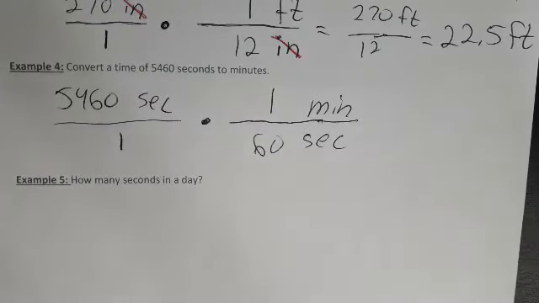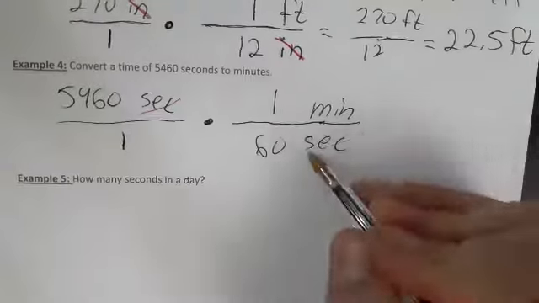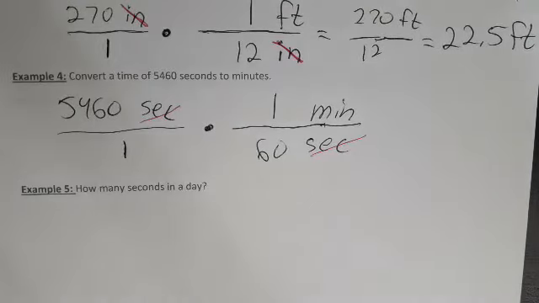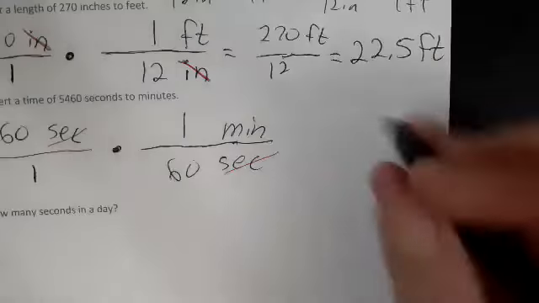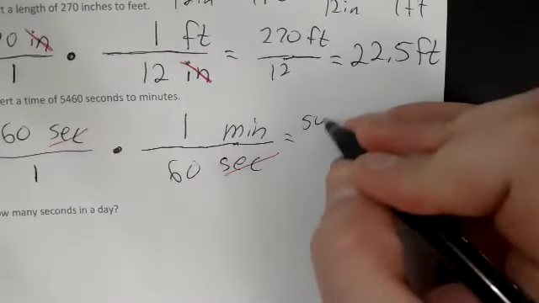Now, if I'm looking along, I want to make sure my units are working out. I want to make sure my units end up on top. Seconds divided by seconds. So my seconds should simplify out. It should give me something in minutes. So this is going to give me 5460 over 60 if I multiply through.